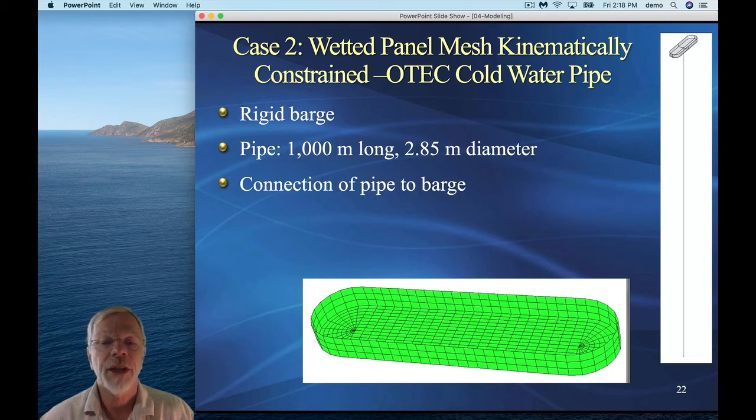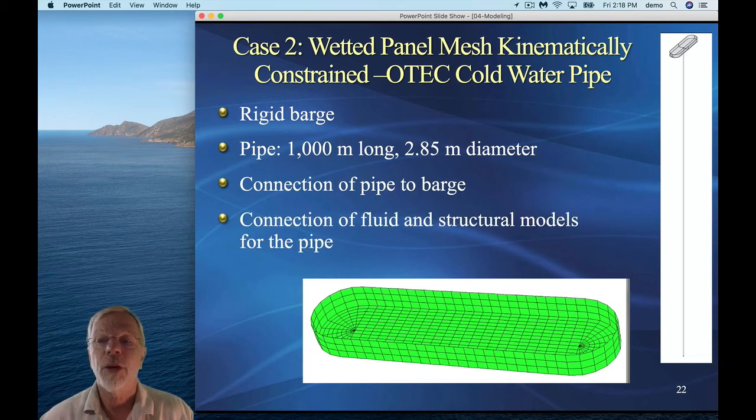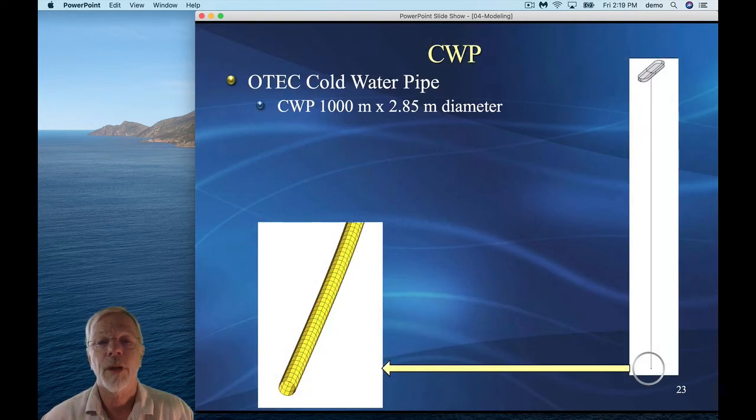And the connection of the pipe to the barge, it was just hung off from the barge with a moment-free connection. So we need to look at how we're going to model that, and also we need to consider how we're going to model the fluid and structural models for the pipe. The cold water pipe, again, is 1,000 meters long and 2.85 meters in diameter. So structurally, we can easily model this as a beam. So that's what we did.